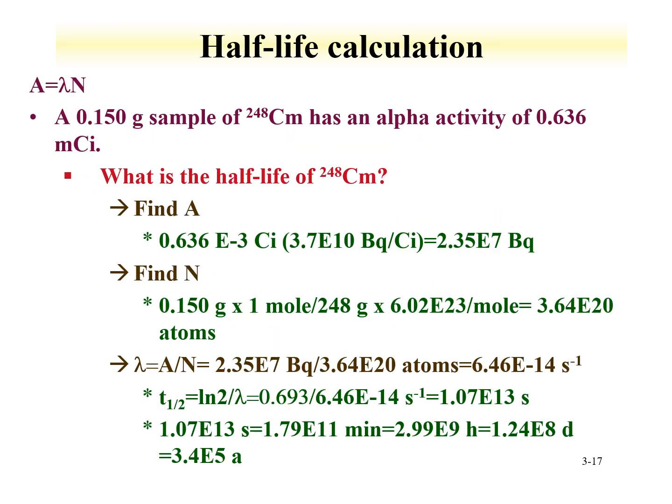The previous example showed calculating for a short-lived isotope, something where you can look at change over a reasonable time. Well, let's take an example of something where the half-life is rather long. So we use activity equals lambda N, and the example is 150 milligrams, so 0.15 grams of curium-248, shown to have an alpha activity listed here, 0.636 millicuries. So what's the half-life?